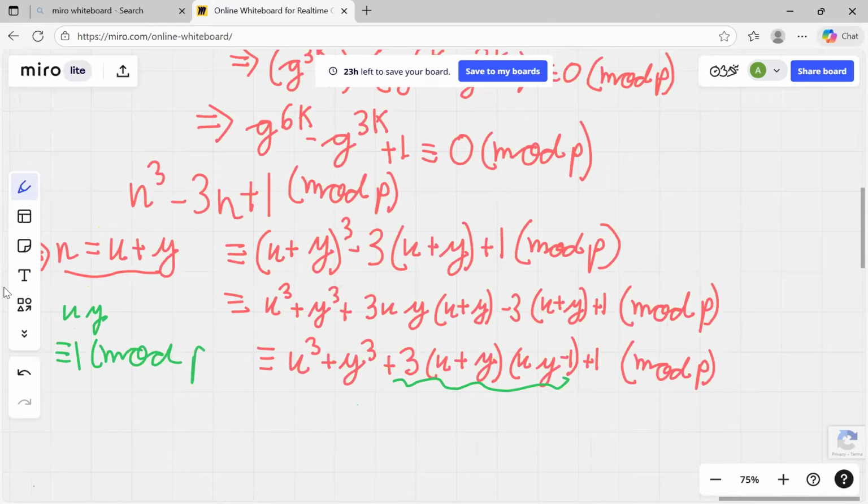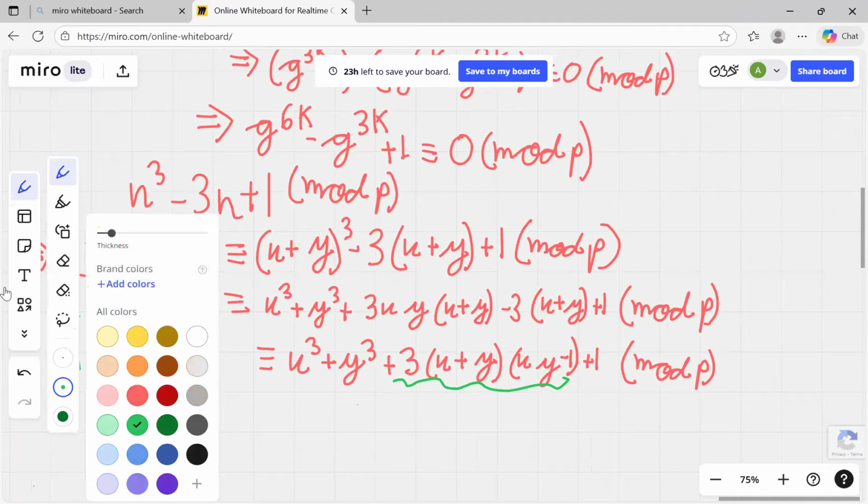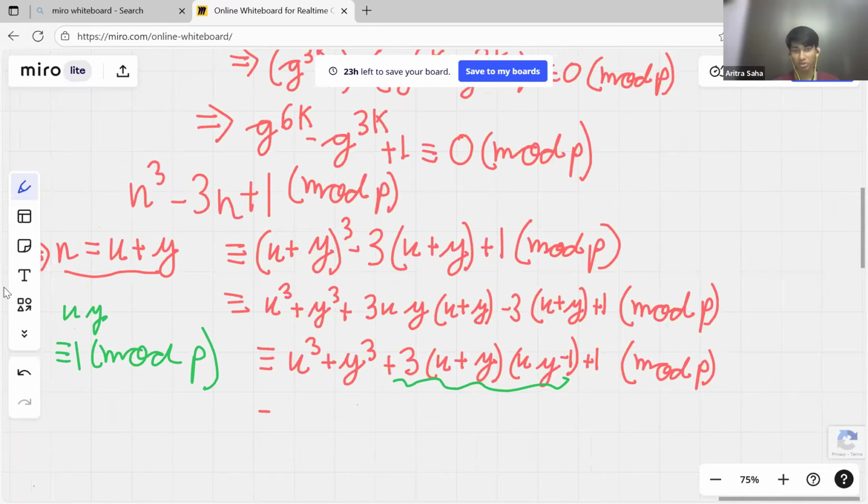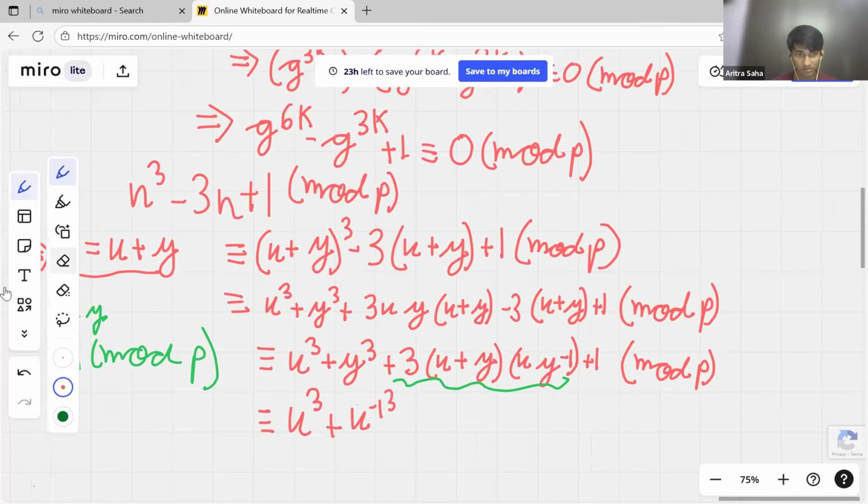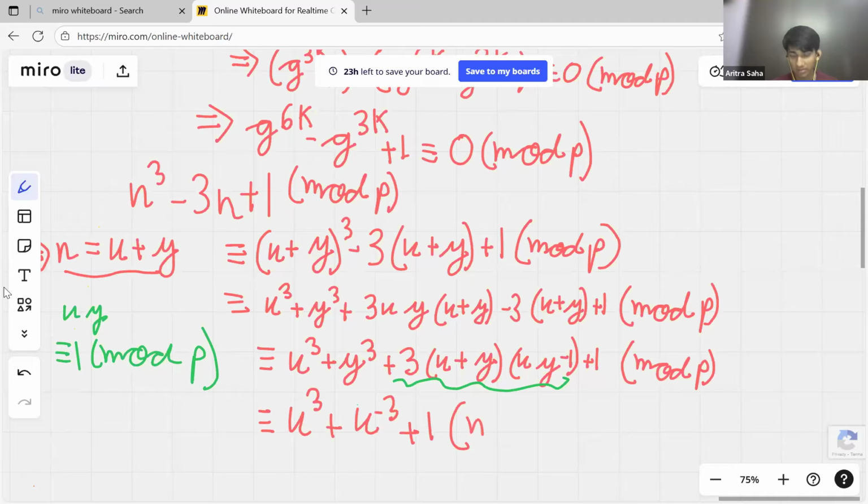Oh, so x and y should be put as inverses, like n equals g plus g inverse? Exactly. So we just put x and y to be inverses. And then if we do this, we get x cube plus x inverse cube. Writing x to the power minus 3 is okay. Plus 1 mod p. And see how this directly finishes the problem.